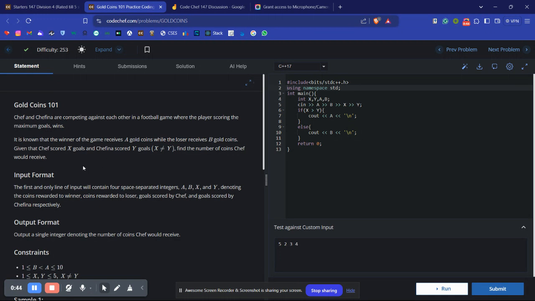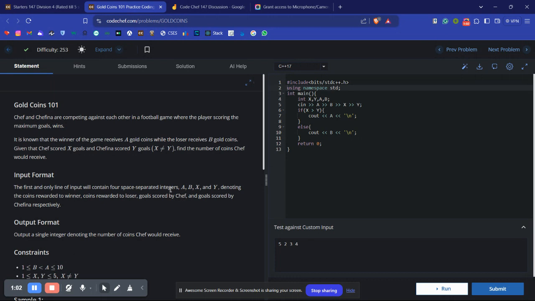We know the scores of both players, Chef and Chefina, which are X and Y respectively. If X is greater than Y, that means Chef has won, and the prize money is A. And if Chef has lost, then the prize money is B. And we print it accordingly.